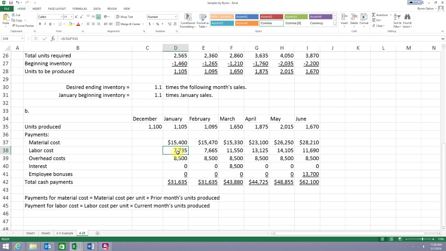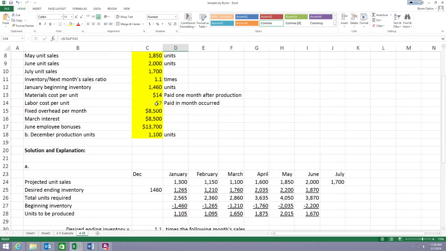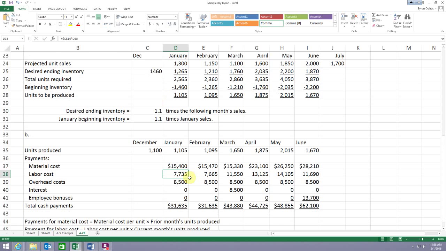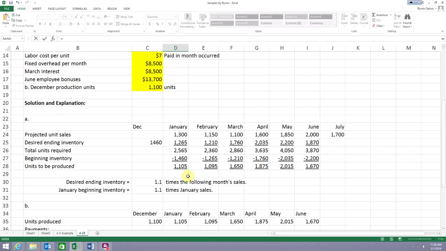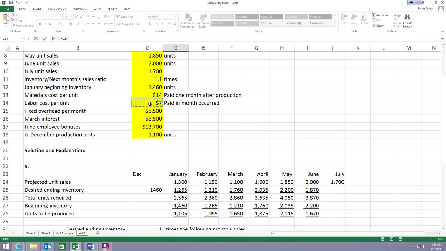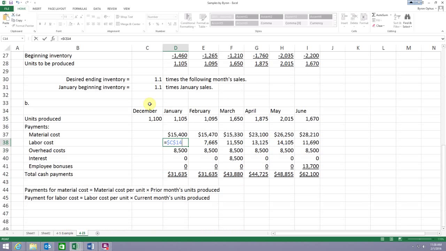Okay, my labor cost, on the other hand, is equal to my units produced this month times $7. Okay, and again, I want that $7 to stay in place, so I'm going to just hit my equal sign. I'm going to hit that, and then I'll hit my F4 key. That puts the $ in there, times my units produced this month. Boom. And I can just copy that down there, and that'll take $7 times each of these.